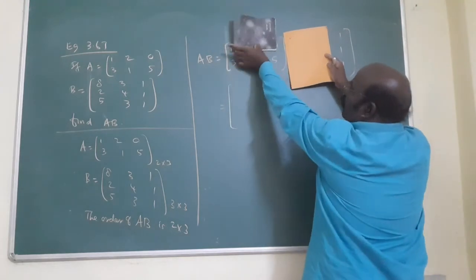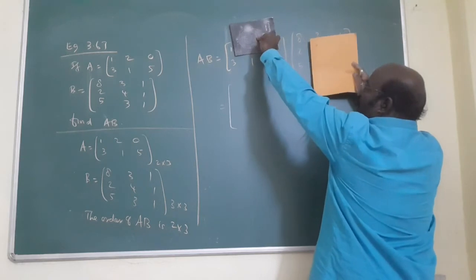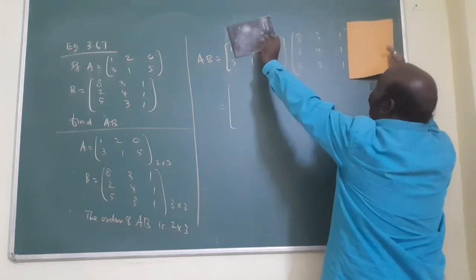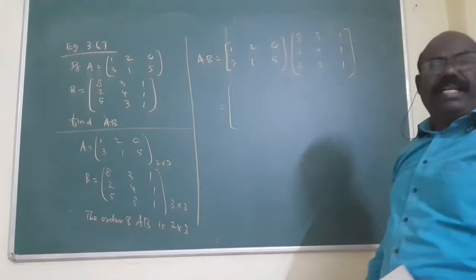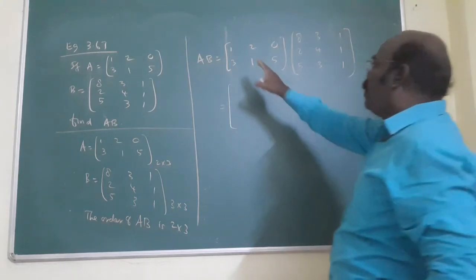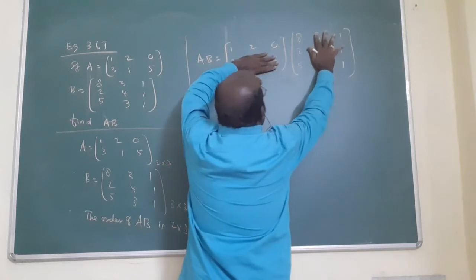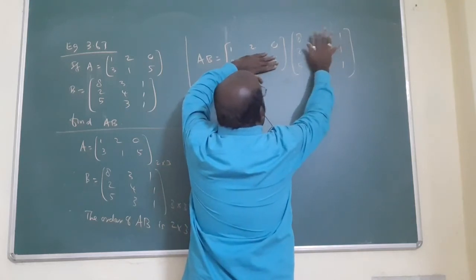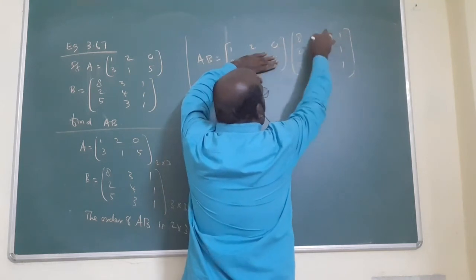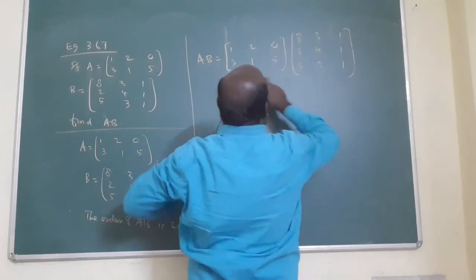Next, second row. Second row with first column, second row with second column, second row with third column. In this way, you multiply to get the answer. Very important concept. Mind it. First row, first column, the remaining elements should be removed. That's very important. Next, first row, second column, cancel the others. Next, the third column. In this way, you multiply.